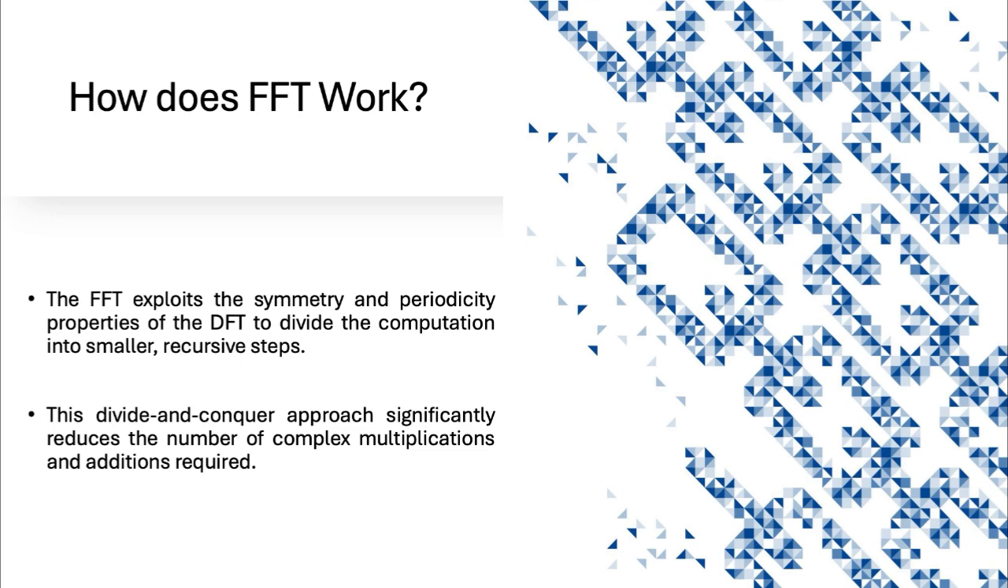The Fast Fourier Transform takes advantage of the symmetry and periodicity properties of the discrete Fourier transform by breaking the computation into smaller, recursive steps. This divide-and-conquer approach significantly reduces the number of complex multiplications and additions required, streamlining the calculation process and enhancing overall efficiency.